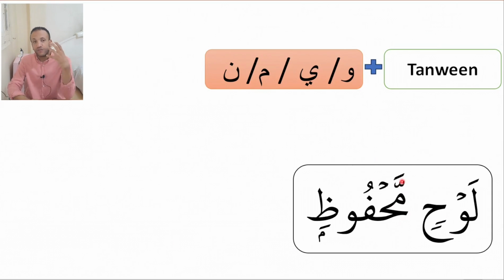This shadda here, just for your knowledge: in Arabic, we never start a word with shadda. Because shadda means that the letter is doubled and the first letter is consonant, and this doesn't happen in Arabic. We don't start with a consonant sound. So with shadda, we never start a word. So shadda here is present only to tell you that this is a position of idgham.